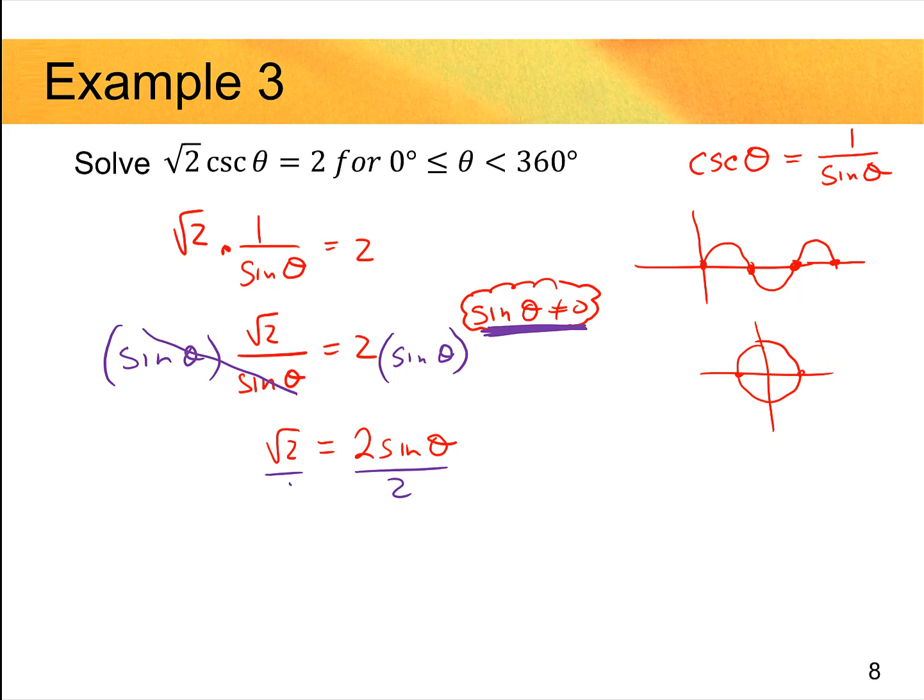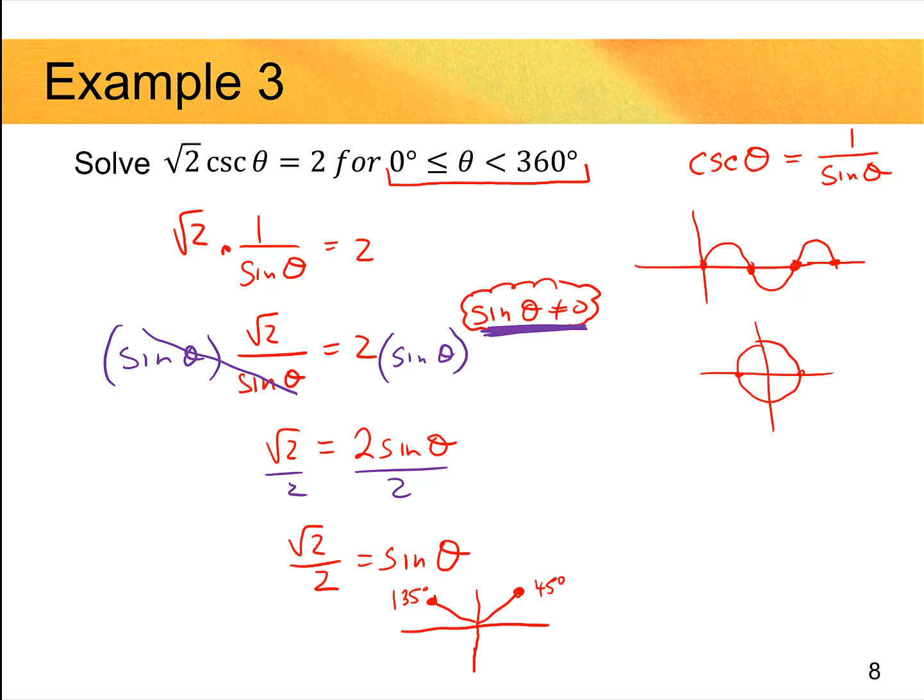Divide both sides by 2, and I'm looking for square root of 2 divided by 2 is equal to sine theta. So on your unit circle chart, going from 0 to just shy of 360 degrees, tell me when you get a square root of 2 over 2 for sine. I think you should get it in quadrant 1, and then the other part is in quadrant 2. If you did it correctly, you should get 45 degrees and 135 degrees.